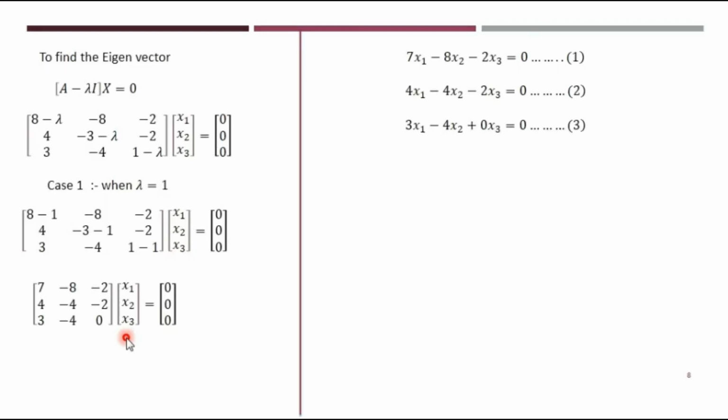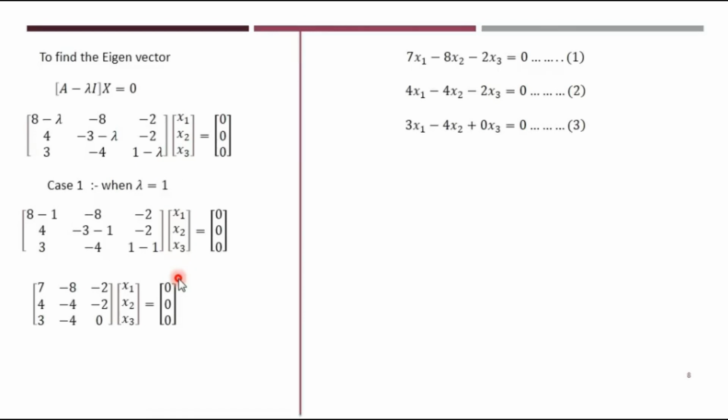Third equation: 3x1 minus 4x2 plus 0x3 equal to 0. Okay, what have we done so far, is it clear? We are forming the matrix A minus lambda into X, putting lambda equal to 1 in the first case, and then rewriting this matrix in the form of an equation. So we will get 3 equations. Our aim is to get the values of x1, x2, x3.